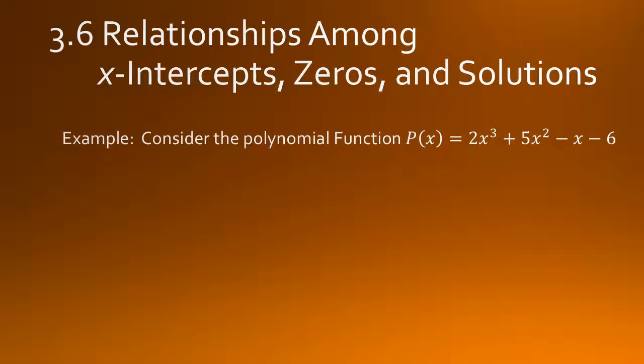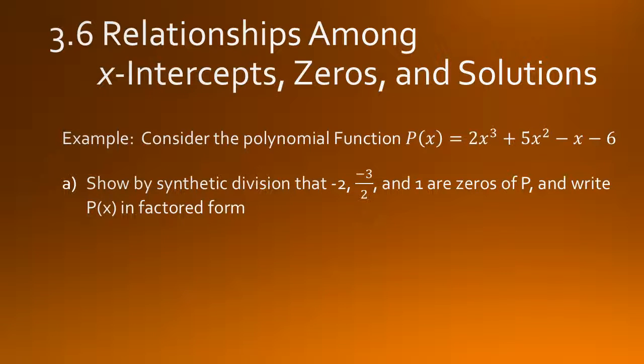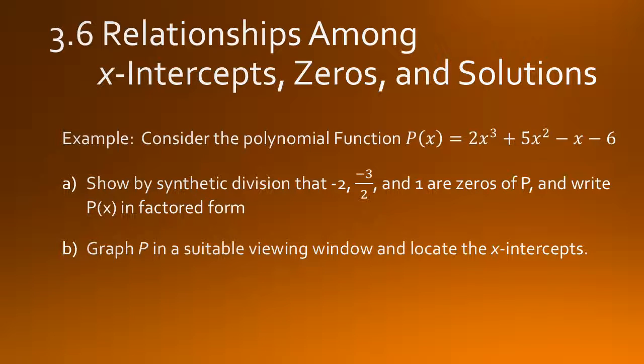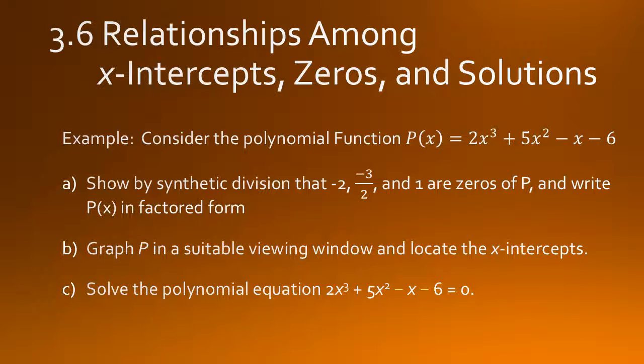Now, consider the polynomial function p of x. We're going to show by synthetic division that -2, -3/2, and 1 are zeros. Then we're going to write it in factored form. We're going to graph it in a suitable viewing window and locate the x-intercepts. And then we're going to solve the polynomial equation 2x to the third plus 5x squared minus 6 equals 0.